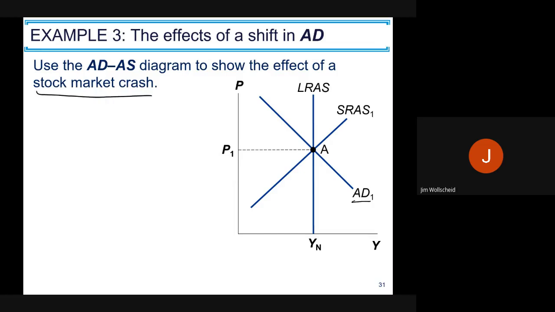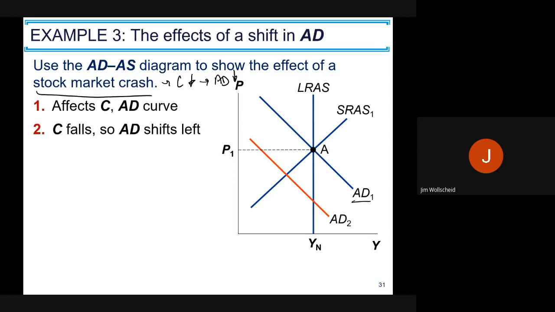So a stock market crash makes us feel less wealthy. We feel less wealthy, right? That's going to affect consumption. So consumption will decrease. So will aggregate demand. Right? That's what we talked about, C and AD. So we know aggregate demand decreases, so we know to shift it left. And when we shift it left, we get our new line here.